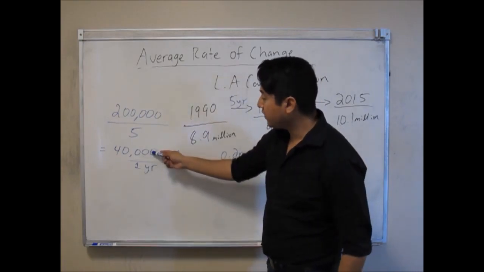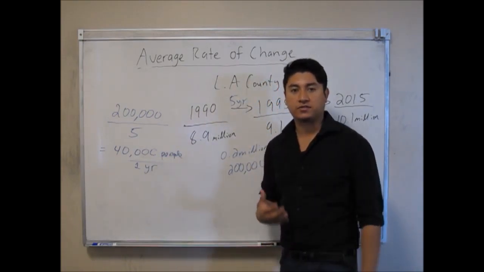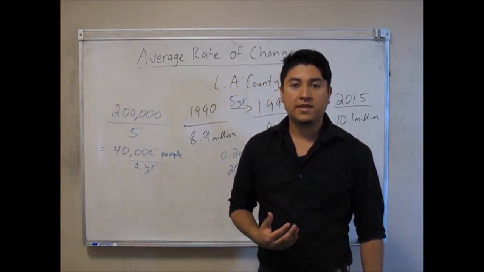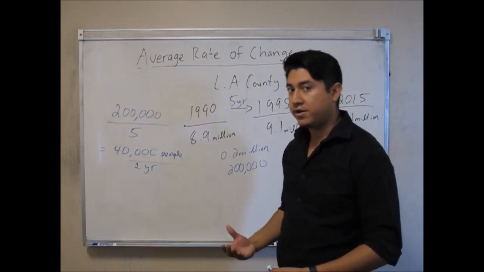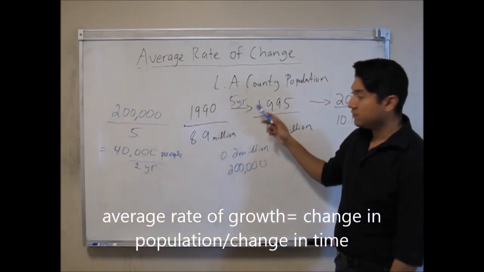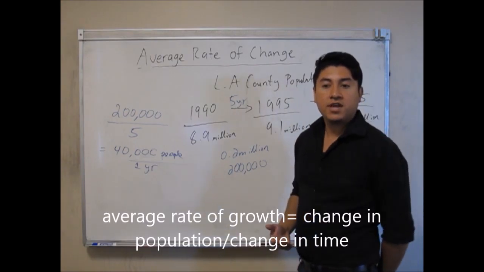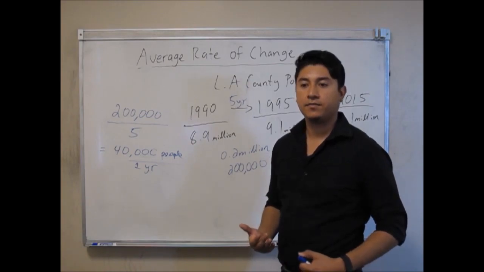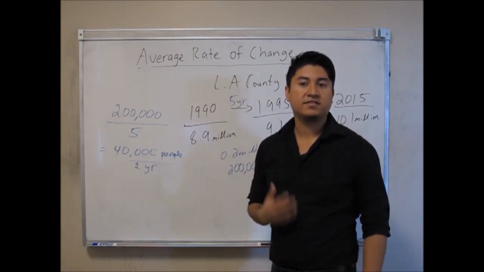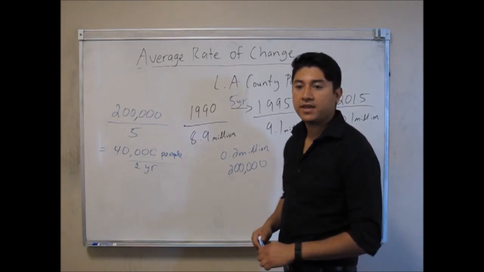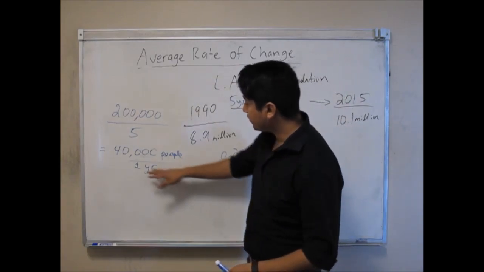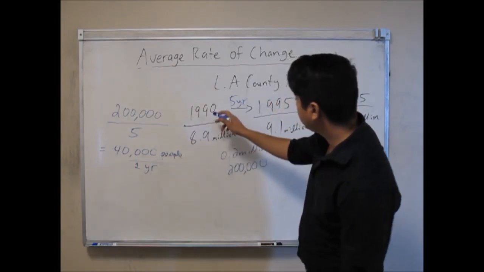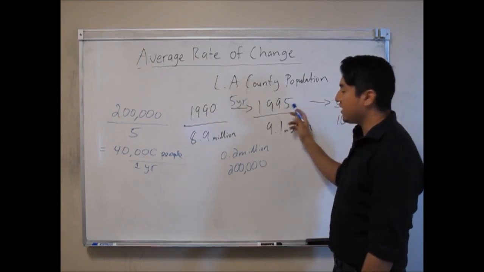So the 40,000 that we just deduced is exactly the idea that we're trying to grasp. The 40,000 here is a measurement of the average amount of people that LA County increased by per year from 1990 to 1995. In other words, it is the average rate of change of the population with respect to time. And the interpretation should be that the population of LA County grew at an average rate of 40,000 people per year between the years of 1990 and 1995.